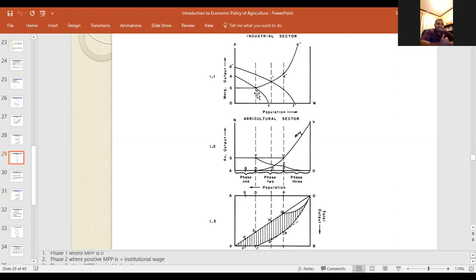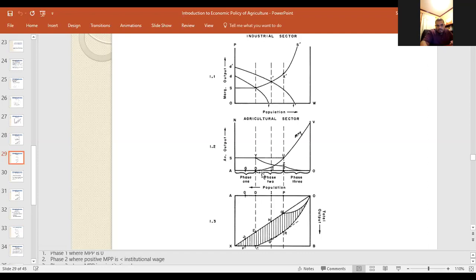Now, phase two is a situation where you begin to have a positive marginal physical productivity. That is to say that some workers are beginning to move from the agricultural sector into the modern capitalist sector. And as a result, the agricultural sector will actually have persons who are beginning to become more productive.